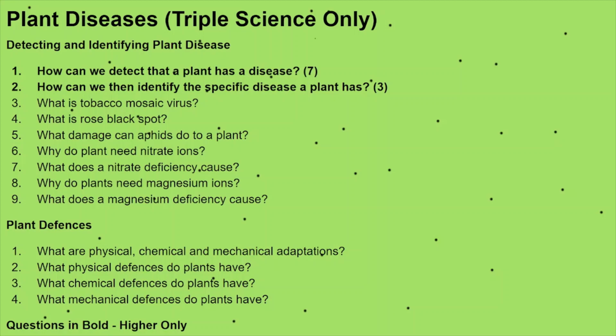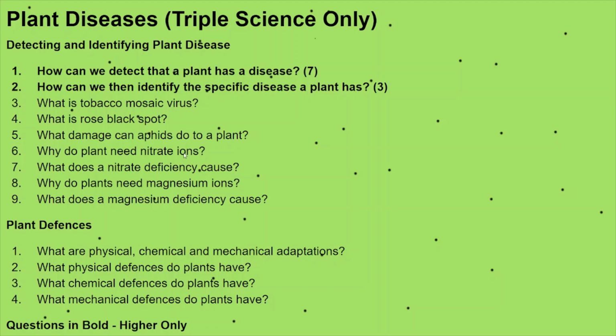Some farmers and gardeners can use ladybirds, which eat aphids, or insecticides work as well, but we're trying to be more natural and environmentally friendly, so ladybirds are often better.